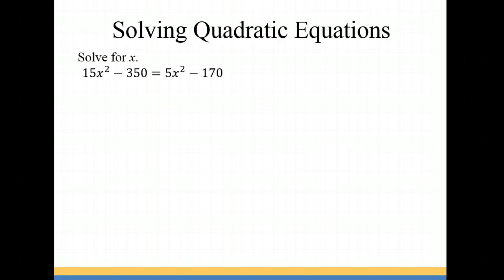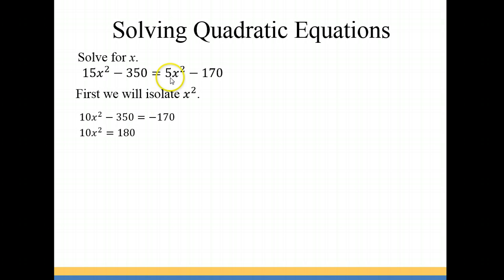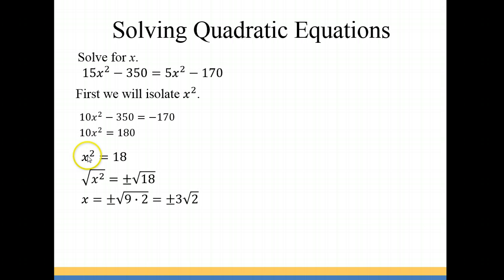For our next problem, we have 15x squared minus 350 equals 5x squared minus 170. So we need to isolate x squared. So what I did was bring my like terms together on one side of the equation. So I brought this 5x squared over to the other side by subtracting it from both sides of the equation. So 15x squared minus 5x squared gives us 10x squared. And then I'm going to bring my constants to the other side. So I'm going to add 350 to 170, and I get 180. For my next step, I'm going to divide both sides by 10. So I have x squared equals 18.